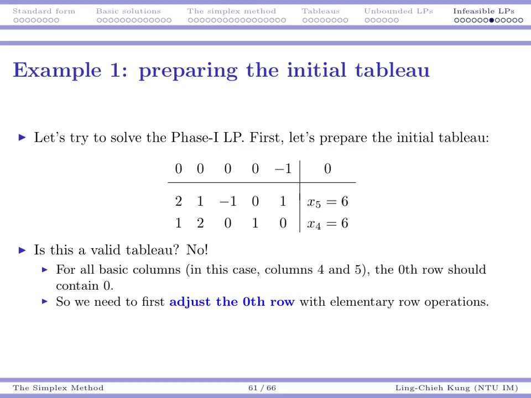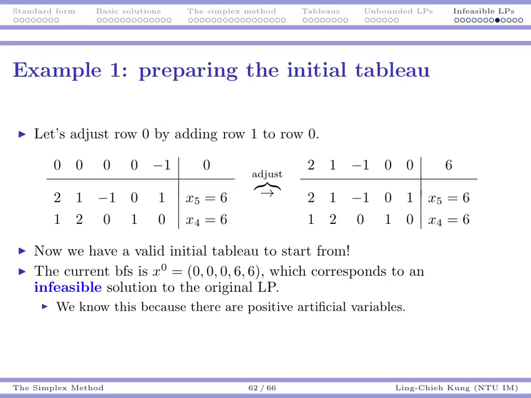And to solve this phase 1 linear program, let's do something to the initial tableau. Because if we just copy those numbers here, we see there is a problem. Here, we want to choose x4 and x5 to be our basic variables, but this guy is not 0. That's not good. So we need to adjust the zeroth row with elementary row operations. That means we want to add row 1 into row 0 to fix the zeroth row to get this.